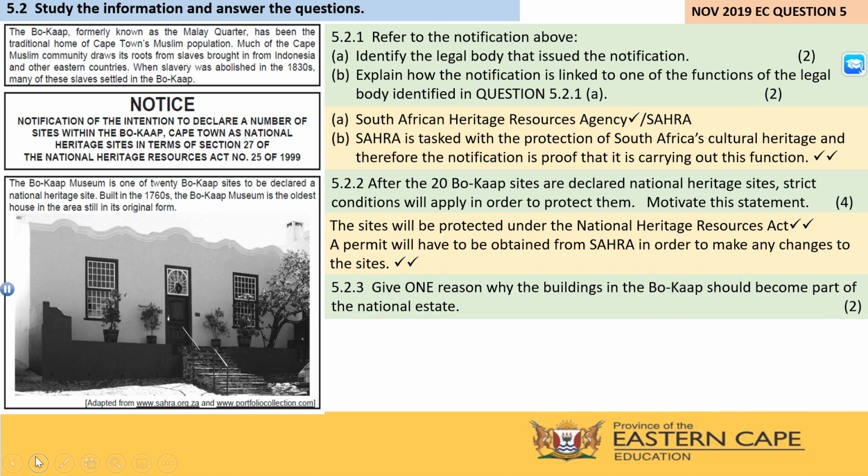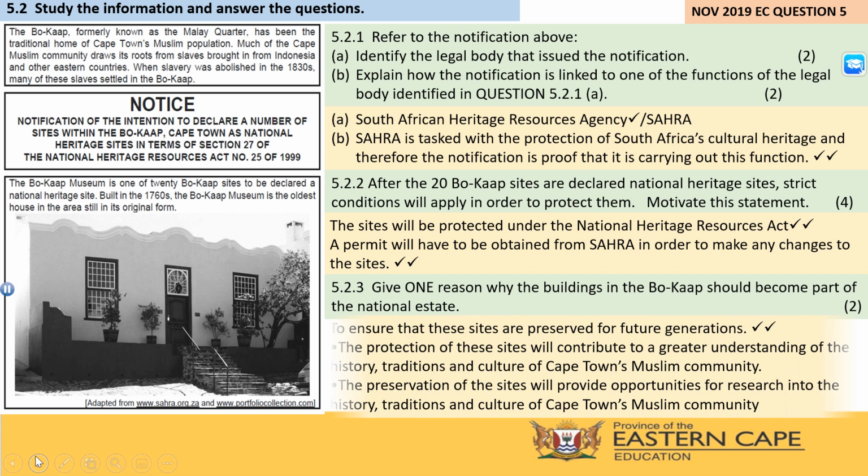Our final question in this presentation: give one reason why the buildings in the Bo-Kaap should become part of the national estate. In other words, what are we asking here? Why is it so important that these buildings in particular should be part of the national estate in South Africa? So what makes them so important? And the answers here are on your screen at the moment.